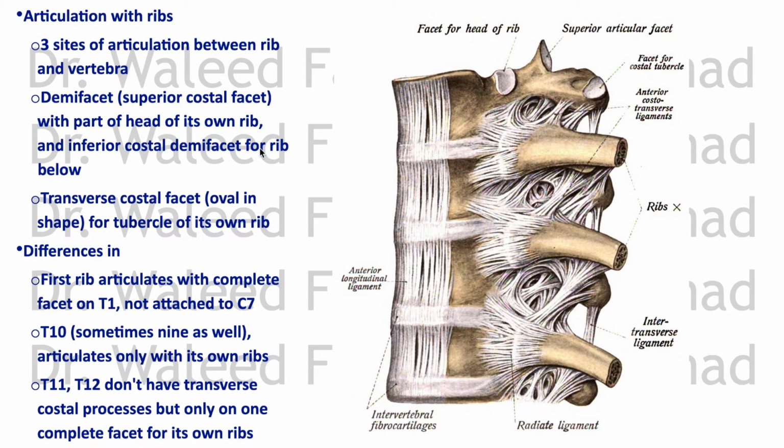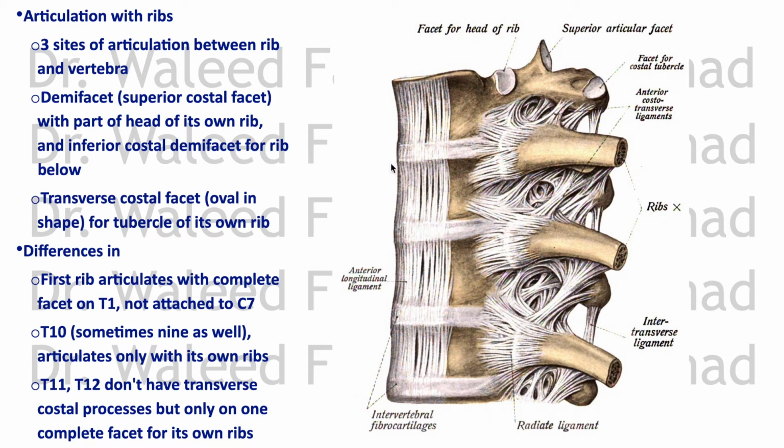The articulation with ribs. See, these are the heads of ribs. Each rib has a head, a neck, and a tubercle. The head articulates with the bodies of vertebrae, like you see here now. The tubercle articulates with the transverse process of its own vertebra. So you have three, actually: the rib and vertebra articulate in three sites: the transverse costal process, and the facets on two vertebrae. This is called the transverse costal facet, by the way. It's oval in shape and articulates with the medial side of the tubercle of the rib.